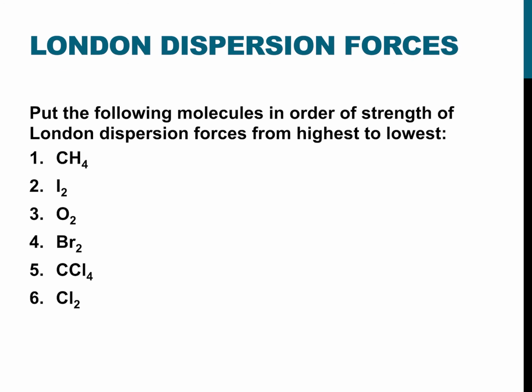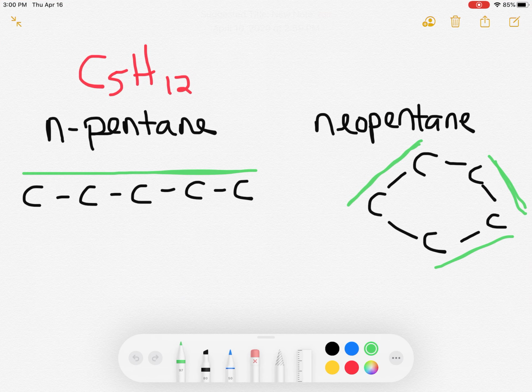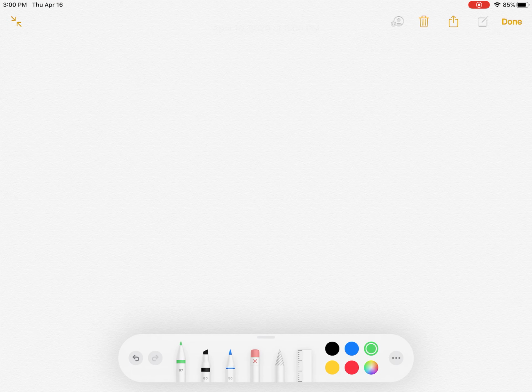Okay, so I'm having an example here. It says put the following molecules in order of strength of London dispersion forces from highest to lowest. So all of these molecules are nonpolar. So the only intermolecular force we're looking at is London dispersion. So all we have to do is add up the weights of these molecules and put them in order. So using our periodic table, we can do that.